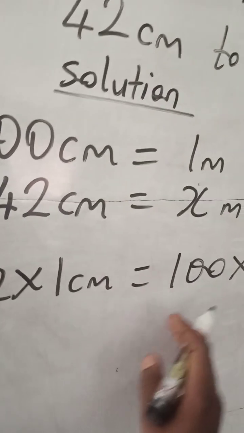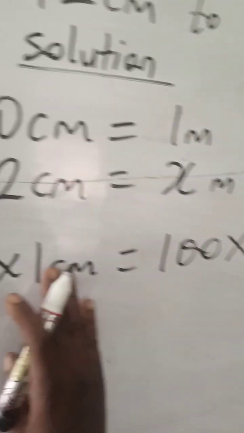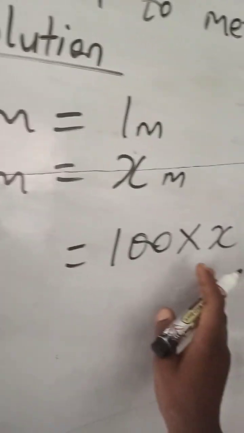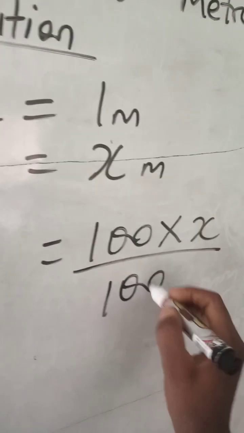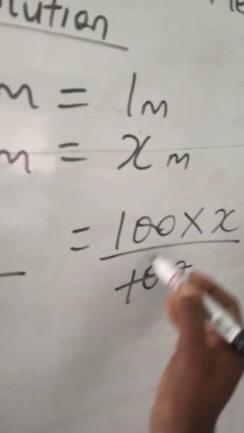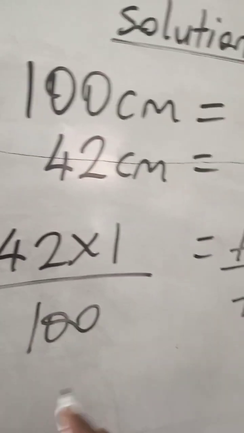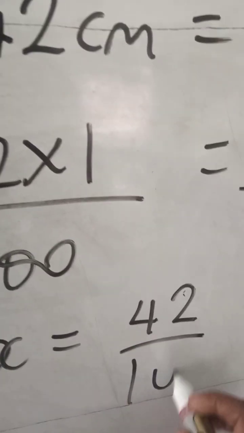All right, so what I'll do next is what? I divide both sides by the coefficient of x. What's the coefficient of x? 100. So I have 100 here, and I'll have 100 here. So this will cancel out. Here I still have x giving me 42 over 100.